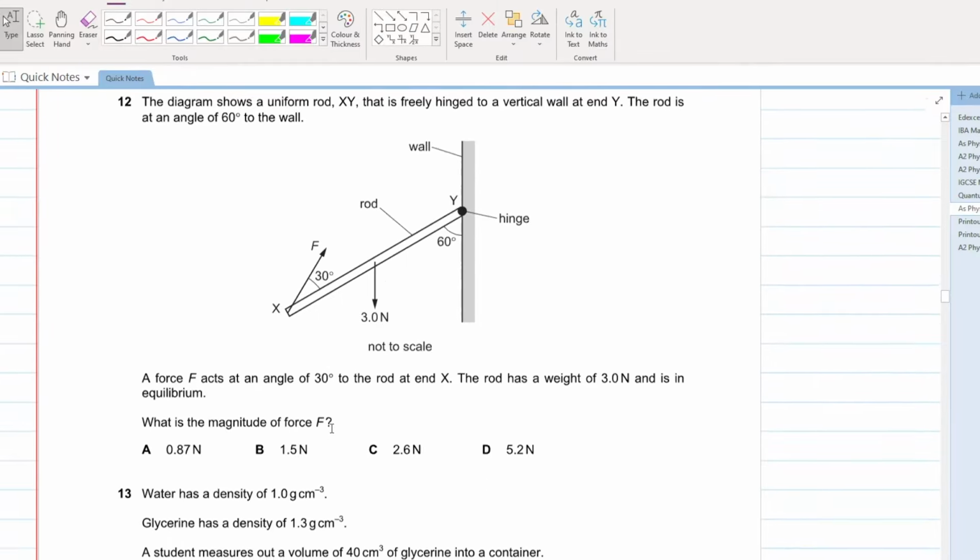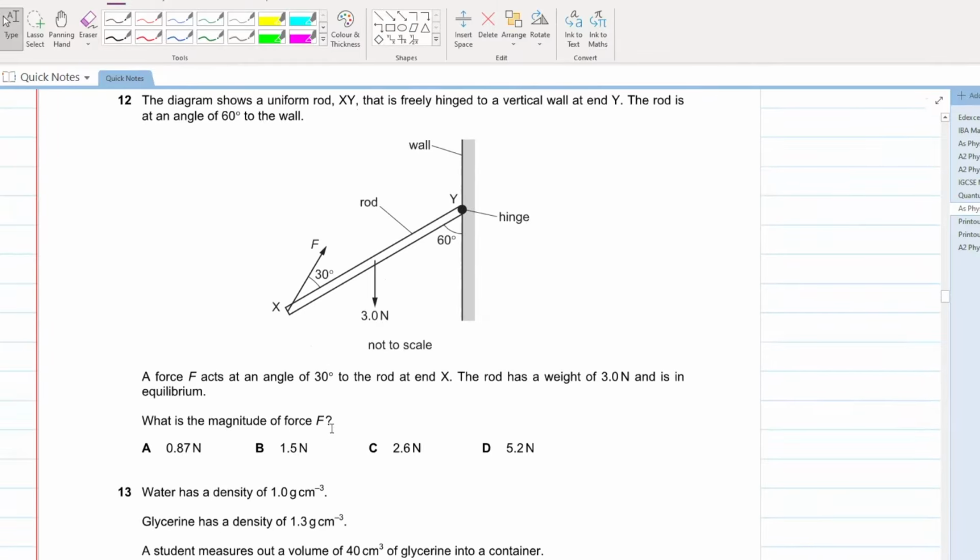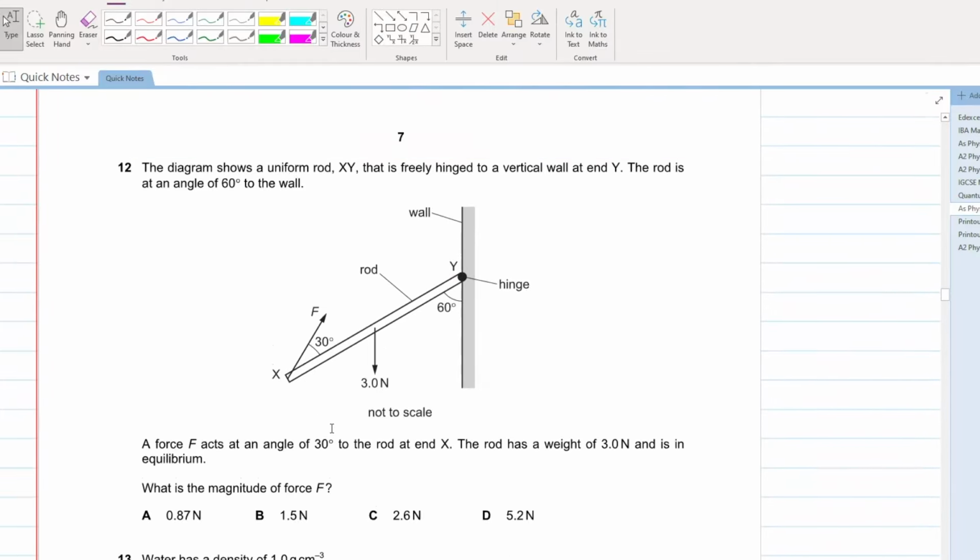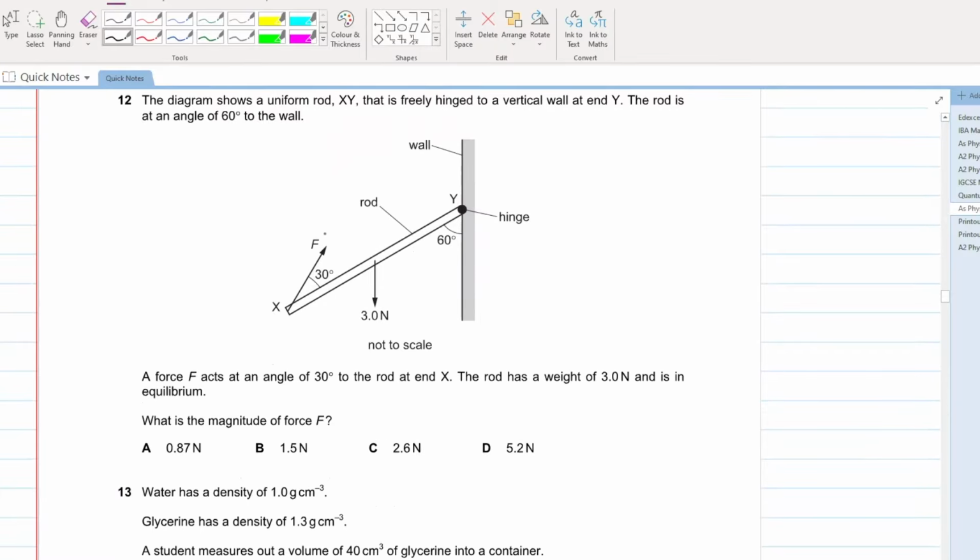The diagram shows a uniform rod XY that is freely hinged to a vertical wall at point Y. The rod is at an angle of 60 degrees to the wall. Perfect. So this is the rod at an angle of 60 degrees to the wall. A force acts at an angle of 30 degrees to the rod at end X. The rod has a weight of 3 Newton and is in equilibrium. What does the word equilibrium mean? The word equilibrium means that the resultant moment will be equal to 0.